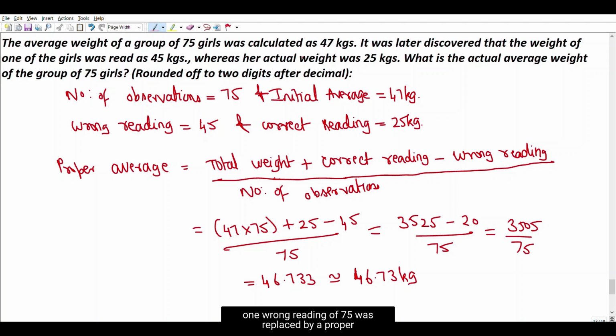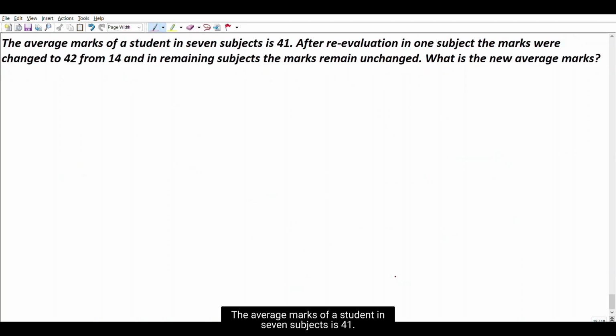When one wrong reading of 75 was replaced by a proper reading of 25, the new average comes down to 46.73 kilogram. Let us solve one more example. The average marks of a student in 7 subjects is 41. After revaluation, in one subject, the mark is changed from 14 to 42, and in remaining subjects, the marks remain unchanged. What is the new average marks?